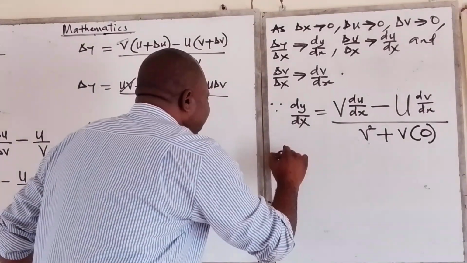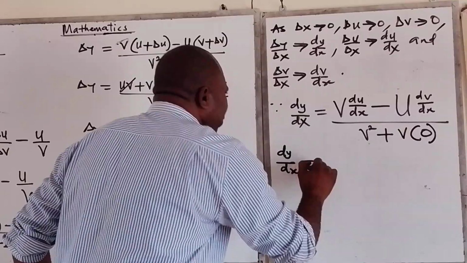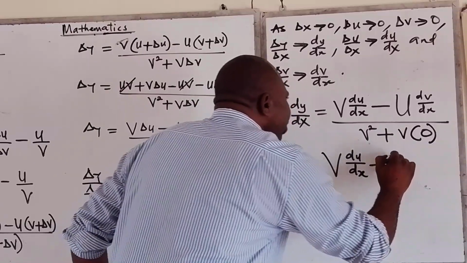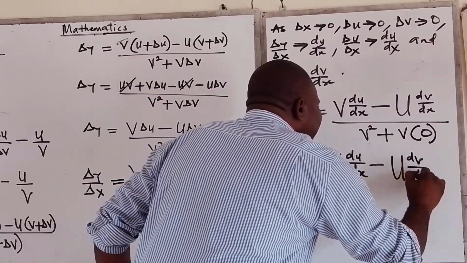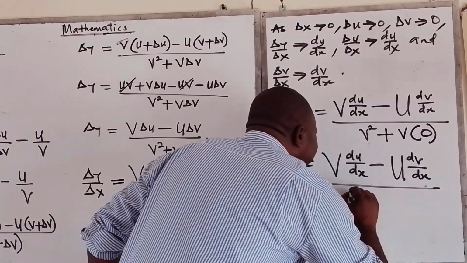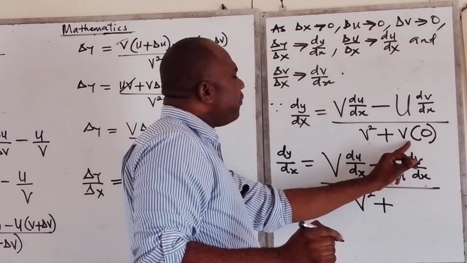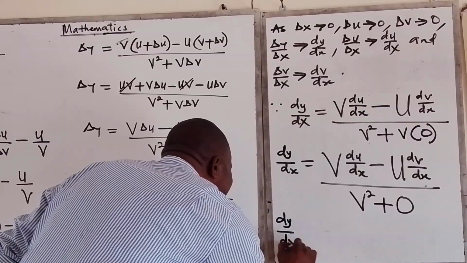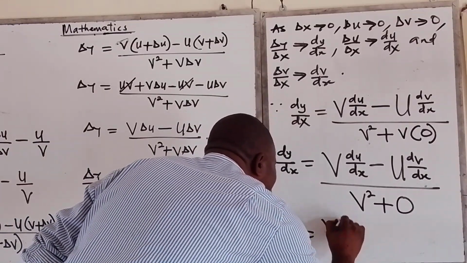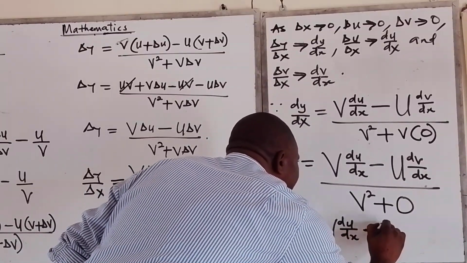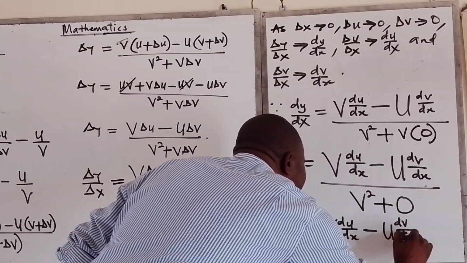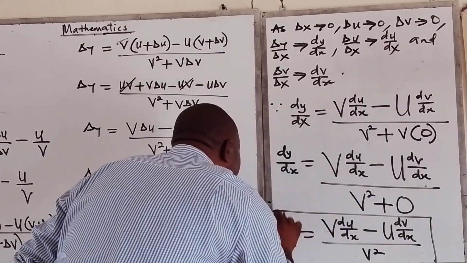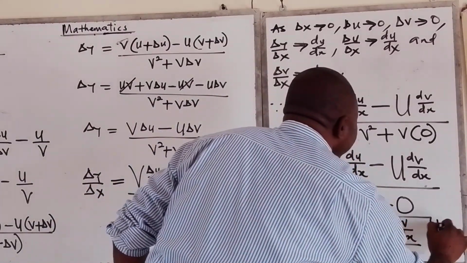So dy/dx will be equal to v du/dx minus u dv/dx, all divided by v squared, plus here we have v times 0, which is 0. So dy/dx equals v du/dx minus u dv/dx, all divided by v squared. Now this is called the quotient rule.